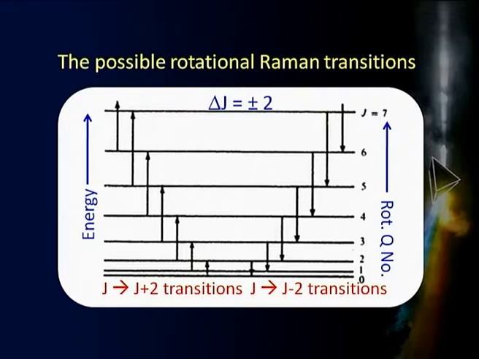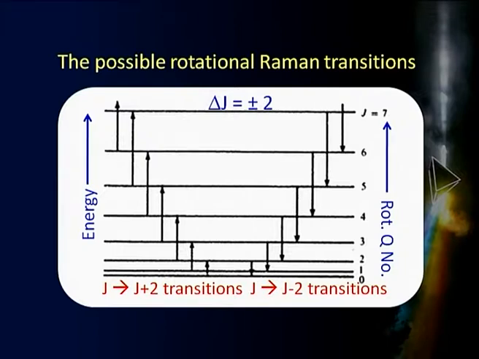So, the first transition will be from J equal to 0 to 2, or maybe 1 to 3, or 2 to 4 and so on. All these transitions will be accompanied by excitation of the molecule. That means they will be taking energy from the photon. In other words, the photon will come out with lower energy, meaning it will have lower wave number.